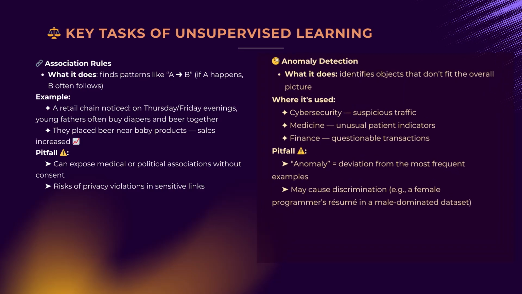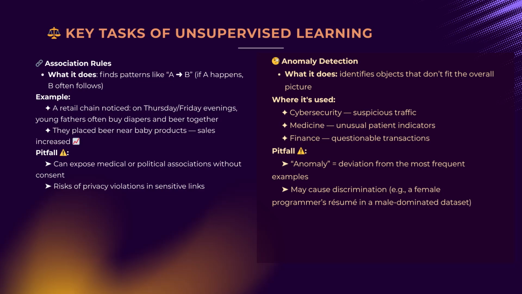Anomaly detection, the identification of objects that differ markedly from the rest. Such anomalies can indicate errors, malfunctions, or suspicious behavior. Anomaly detection is about finding what doesn't fit the general pattern. In cybersecurity it could be suspicious traffic, in medicine unusual patient indicators, in finance suspicious transactions. Sounds useful, but here's the nuance.